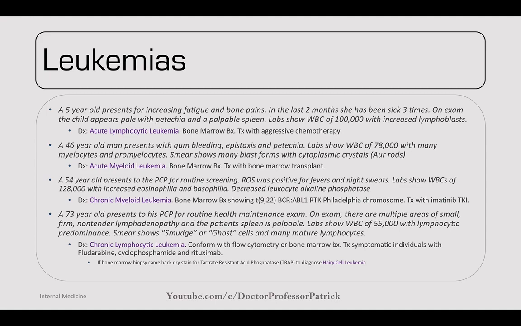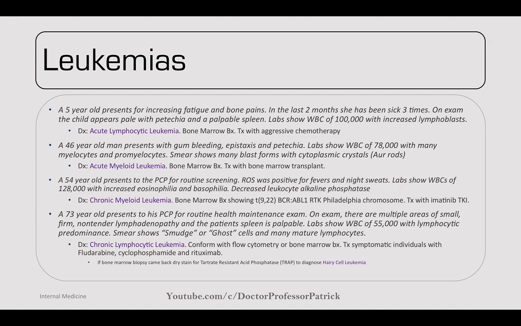Going into the leukemias, there's a 5-year-old who presents with increased fatigue and bone pain. In the past 2 months, she's been sick 3 times. On exam, the child appears pale with petechiae and a palpable spleen. Labs show WBCs of over 100,000 with increased lymphoblasts. This would be an acute lymphocytic leukemia. It's more common in those 5 years or less, increased risk in those with Down syndrome. You want to confirm this with a bone marrow biopsy, and you want to treat with aggressive chemotherapy.